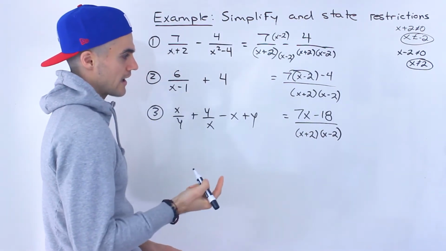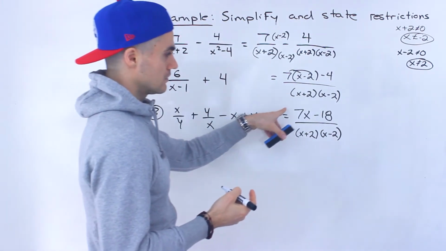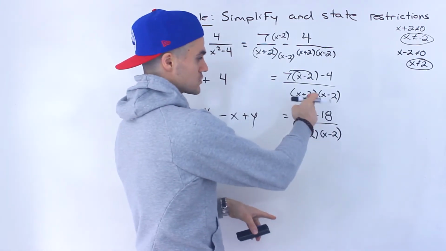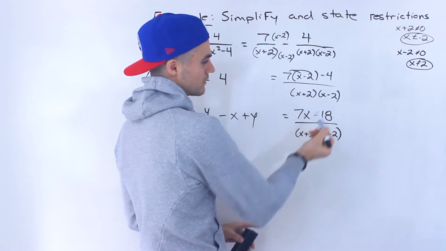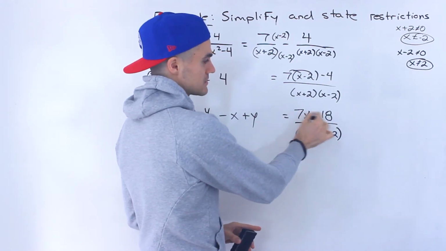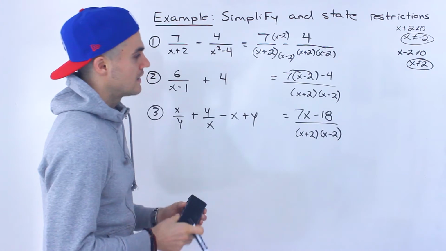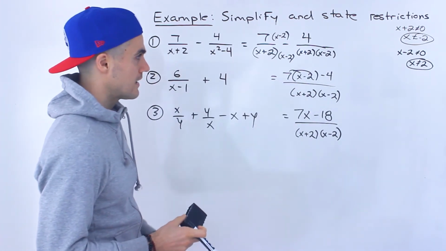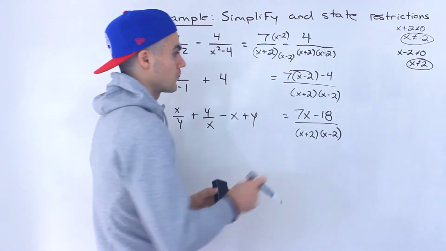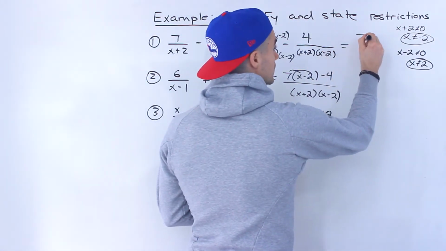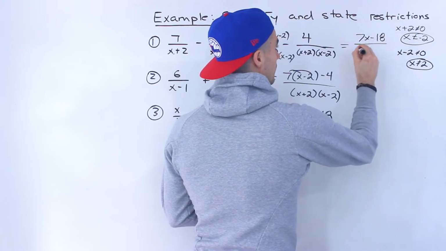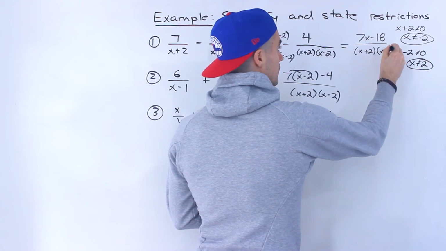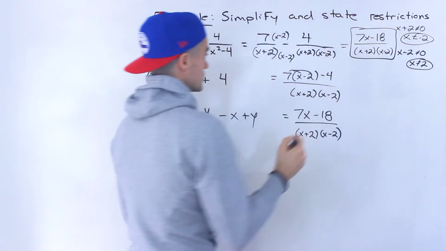Now you always want to check whether you can factor that simplified expression, because sometimes factors will cancel out. Notice that the numerator can't factor. We can't take out a 7 because 7 doesn't go into 18 smoothly. There's no number that goes into 7 and 18. So that is your final answer for number 1. I'm going to write that up here. That's the final answer, and those are the restrictions right there.